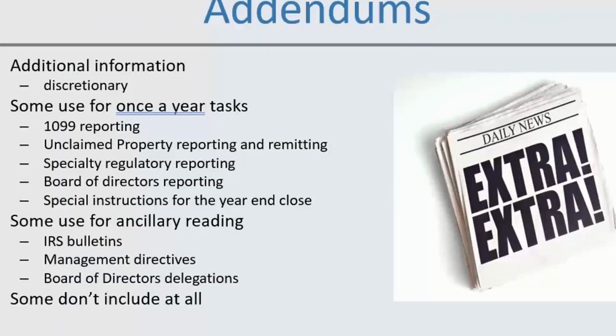You might have addendums in there that are additional information that is discretionary. It's nice to have, but it's not required. So, for example, many folks will have in the addendums Publication 463 if they have their expense reimbursements in there. That's from the IRS. The IRS mileage rate with the announcement when it comes out, etc. You also might have some addendums regarding once a year tasks, etc. Or you might have nothing, okay? It just depends. Some don't include it.